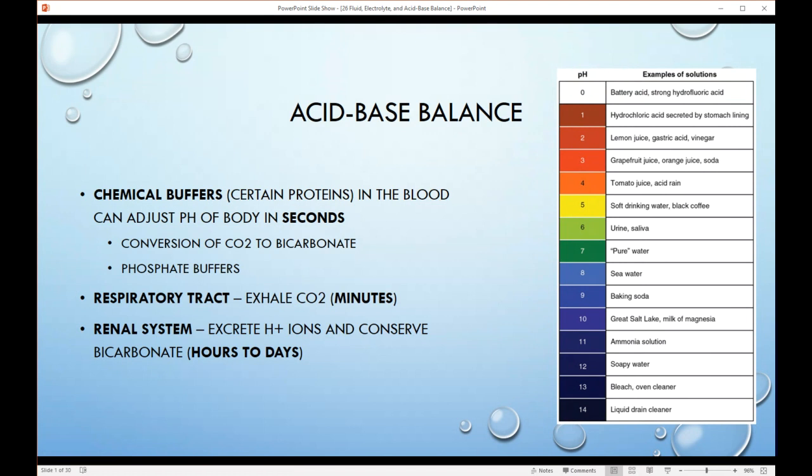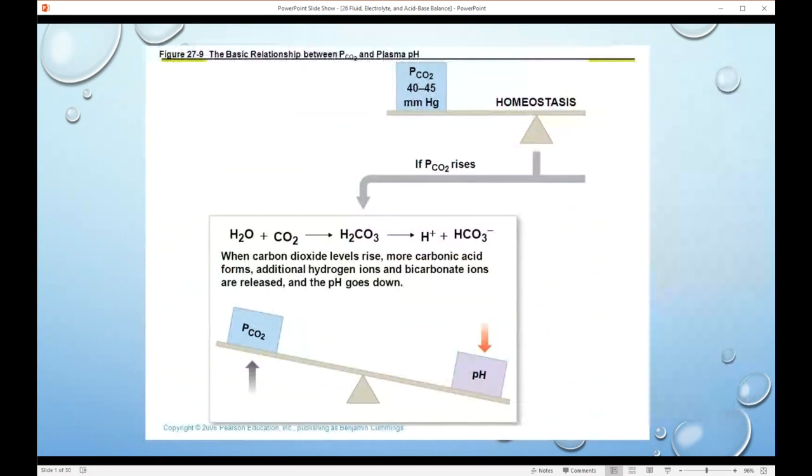And so that takes hours to days. Okay, so we want to conserve that bicarbonate rather frequently within our renal system, because we want to be able to use it within seconds to minutes rather than hours to days. Okay, so we conserve that bicarbonate in our renal system so it can come here instead. It gives us more control, or faster control, over our acid-base balance.